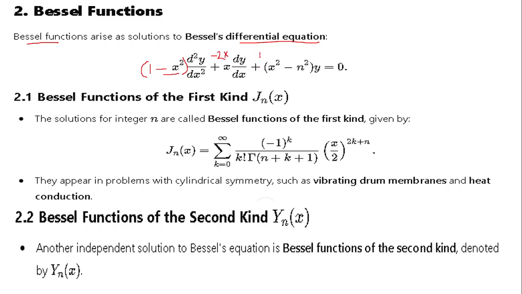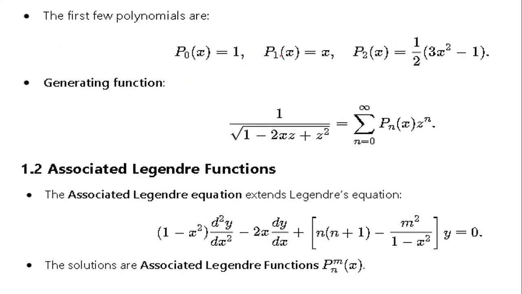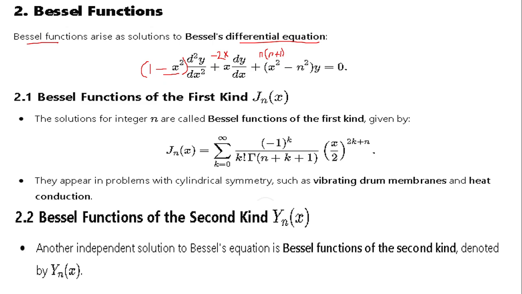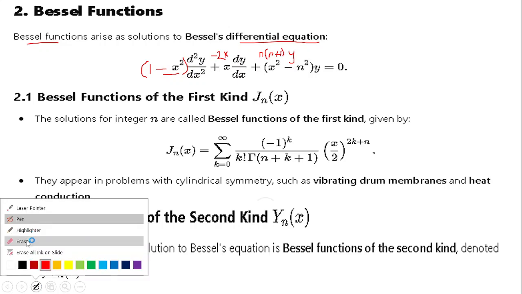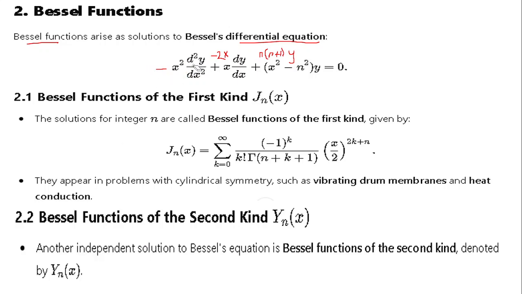Then this one will be n into n plus 1. Is it correct? Yes, sir. Then we'll be talking about Legendre. But for Bessel, you now realize that we don't need that. Bessel is also unique in its own form, right? Yes, sir. Correct. So this one now is the Bessel differential equation.